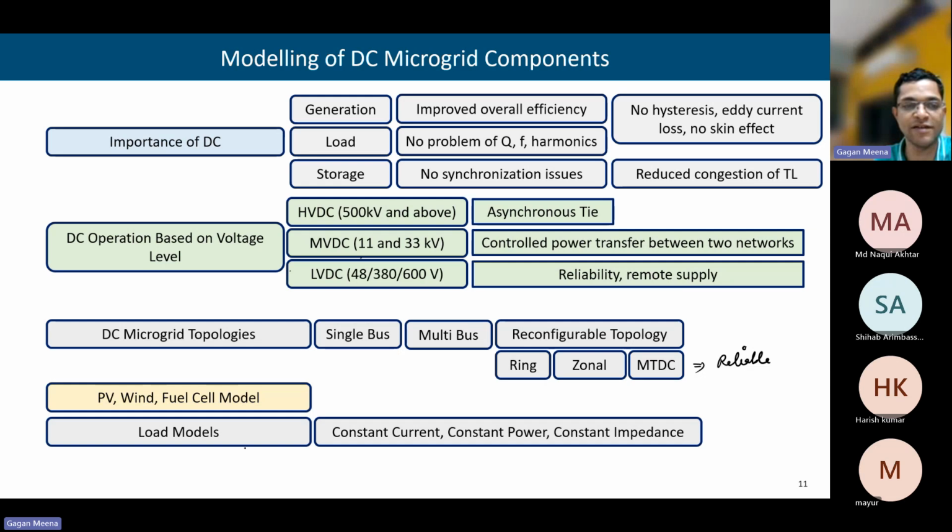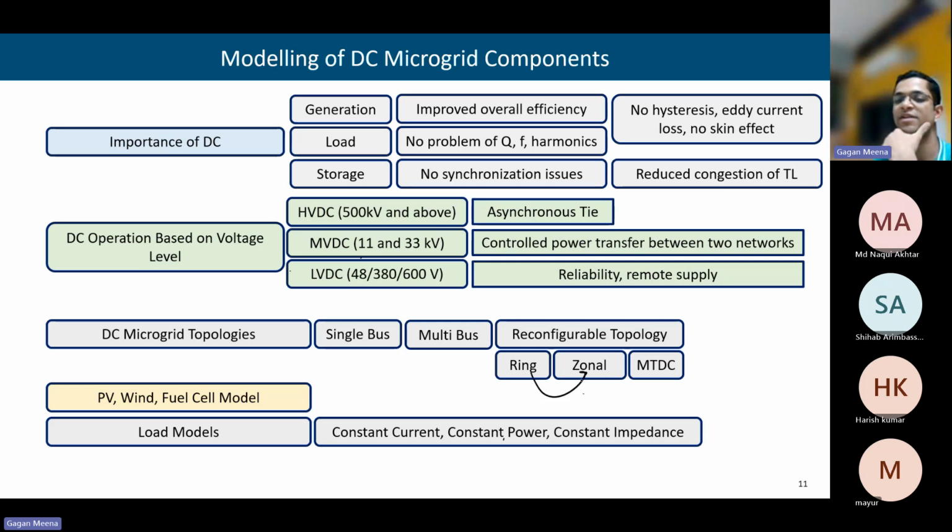And then last we discussed different load models: constant current, constant power, and constant impedance load. What is MTDC? A multi-terminal DC. Okay. This is zonal based. What is the difference between the zonal and MTDC? Yes, in zonal, all three are different.